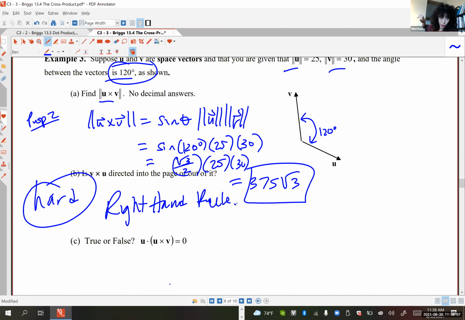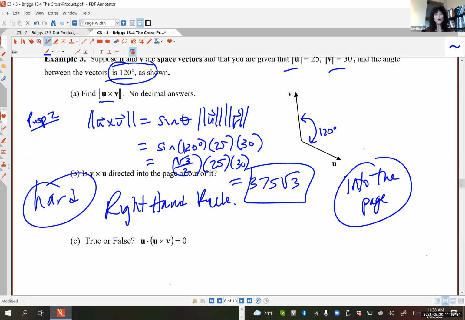because it says V cross U. Then put them through U. And then I noticed that my thumb is sticking out, and it would be sticking into the paper, not out of it. So the answer is into the page and not out. What about out of the page? Well, U cross V, if I first stick my fingers through U and then stick them through V, my thumb, and then make a fist here, would be sticking up out of the page if I did U cross V. But V cross U is into the page, okay?